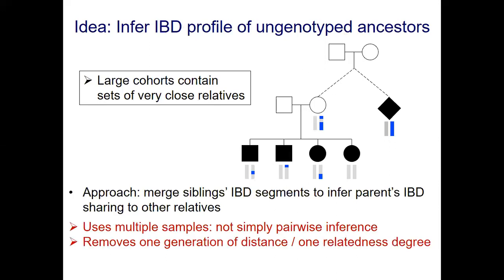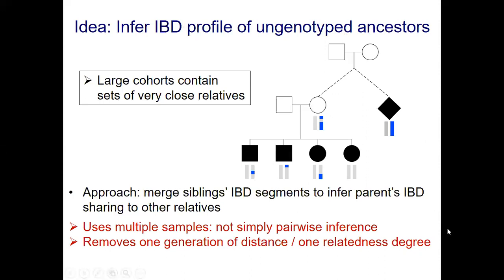And this is very nice because it starts to combine information from multiple individuals rather than only considering pairs of samples to infer relationships. It combines data in an effective way, and moreover, it removes one generation of distance between this relative and the individual that we're trying to infer relationships with. So in this case, we would try to infer relatedness between the mother and this person.